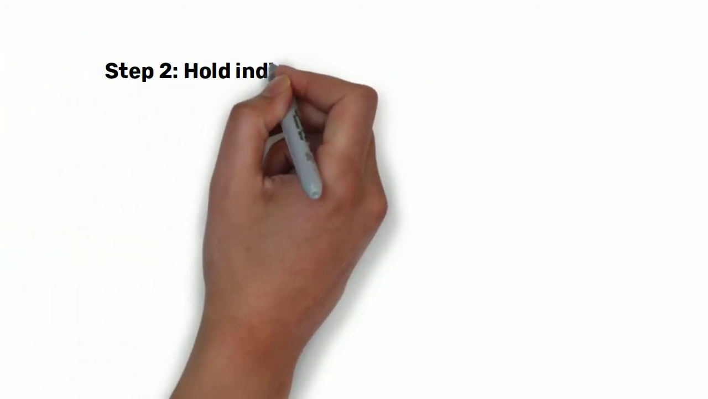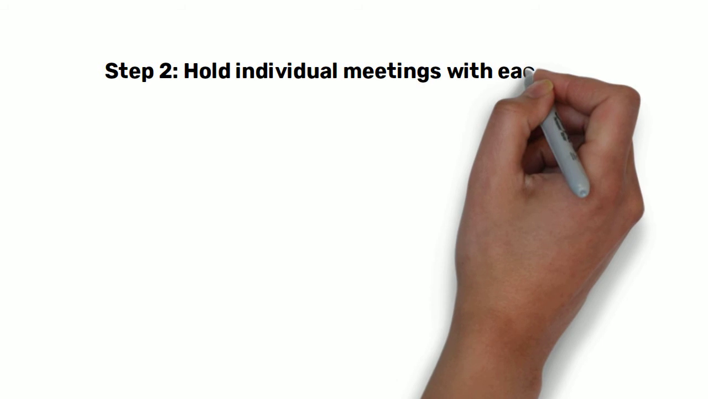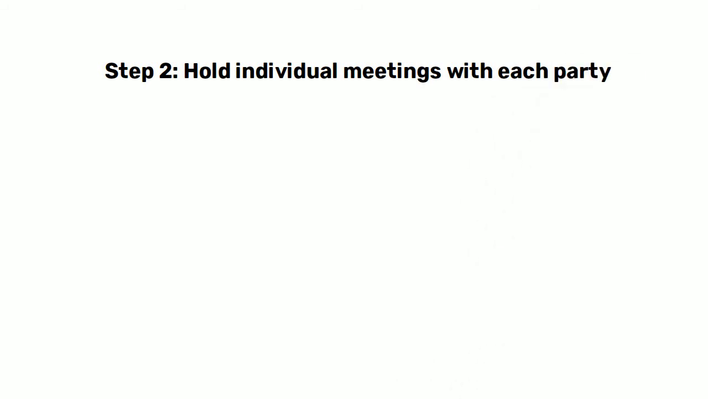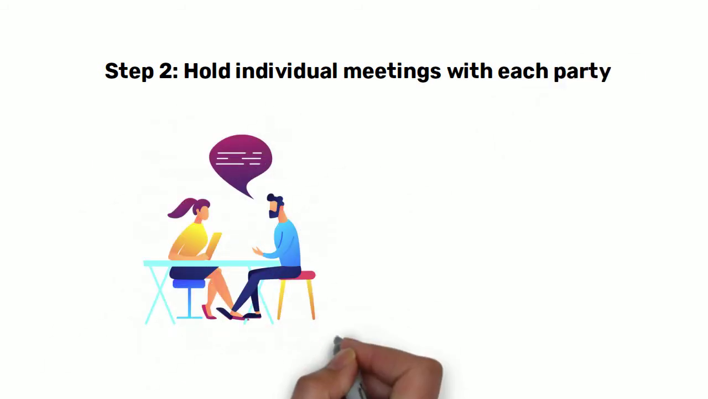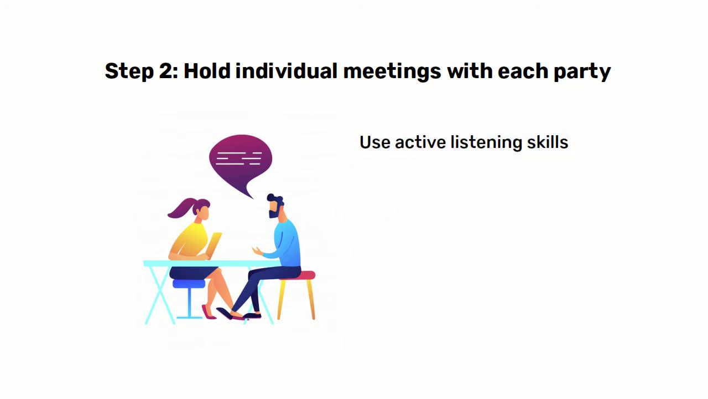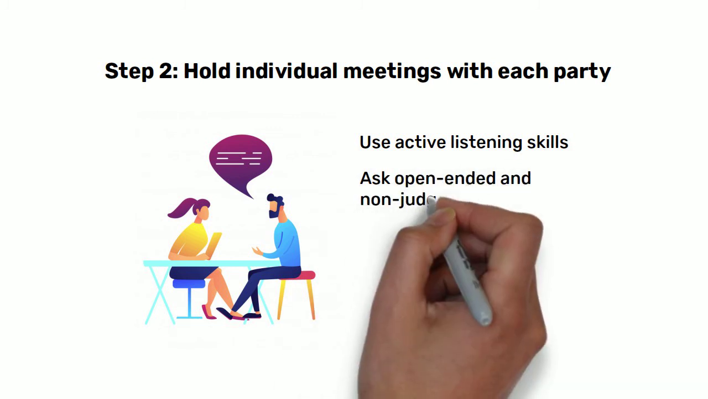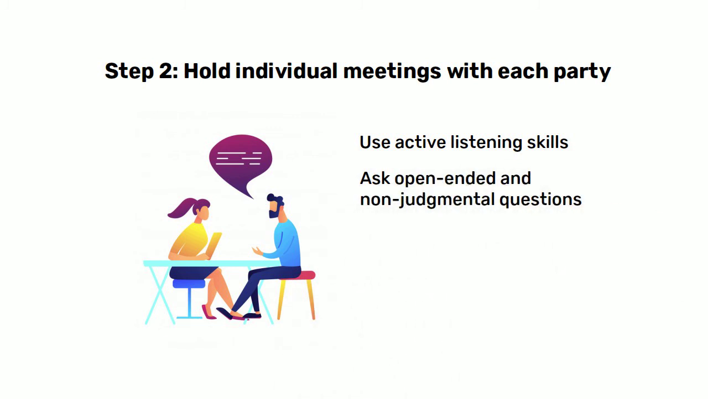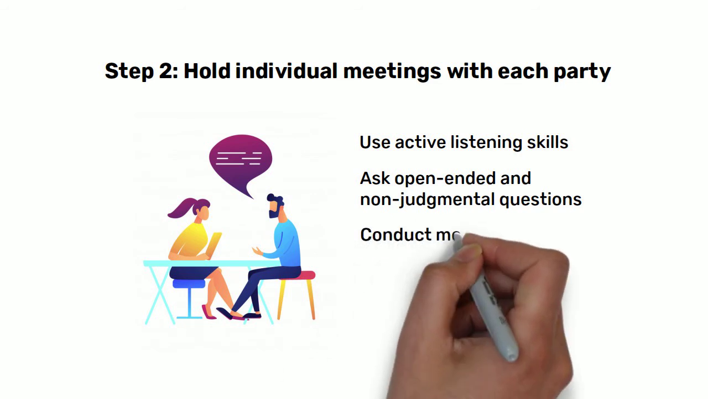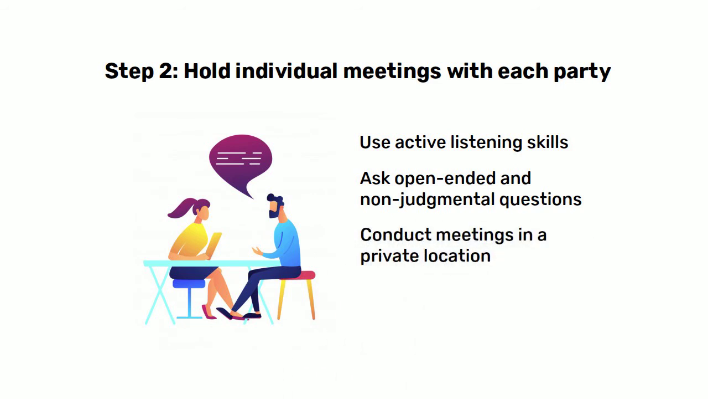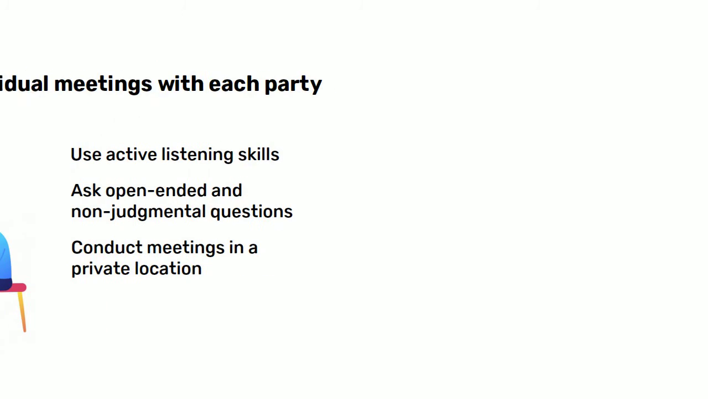Step 2. Hold individual meetings with each party. Get each person's side of the story first. They will feel free to speak more openly at this stage. Use active listening skills and ask open-ended, non-judgmental questions to draw out the details of when and why the conflict started. Make sure to have these meetings in a private location away from the rest of the team. Find out what each person would like to gain from the mediation process.